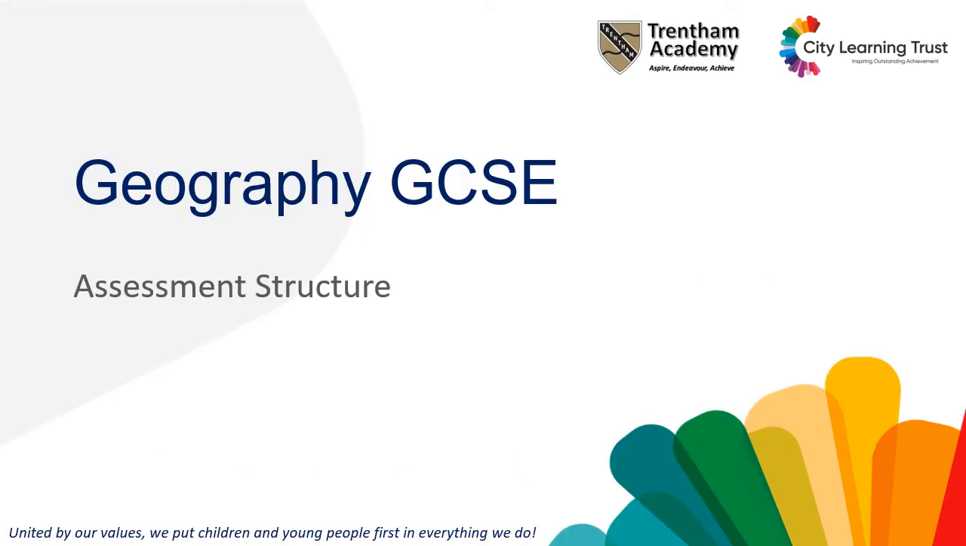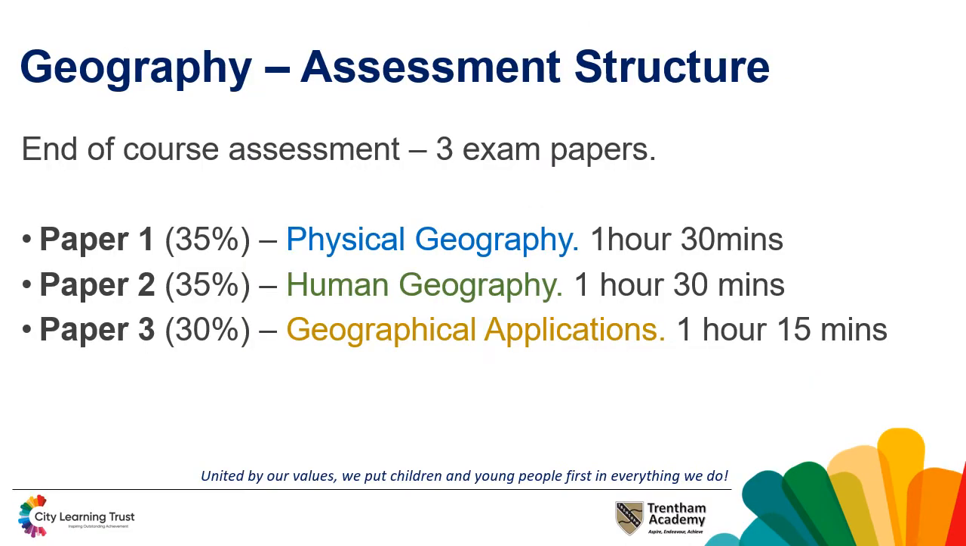There will be 3 exam papers at the end of the course, and I'll go through those next. The 3 papers: Paper 1 we have physical geography, paper 2 we have human geography, and paper 3 is geographical applications. That'll make more sense in just a moment. Paper 1 is 35% and an hour and 30, as is paper 2. Paper 3 is 30% of the entire exam, and that's 1 hour and 15 minutes.